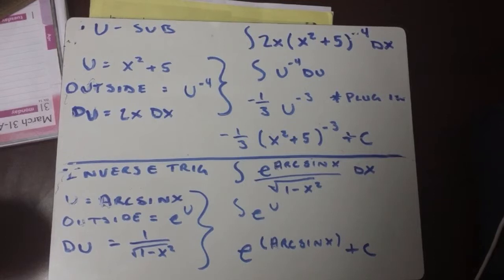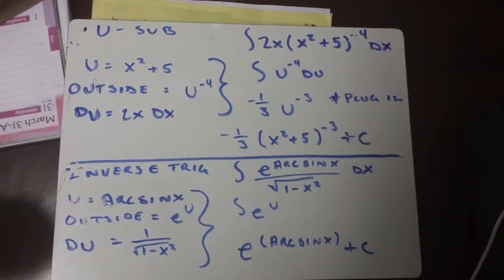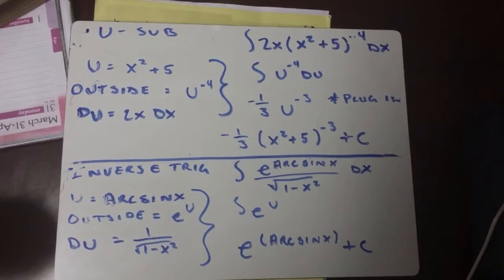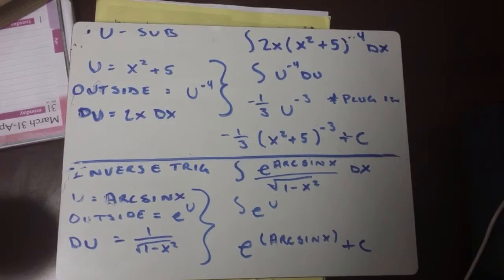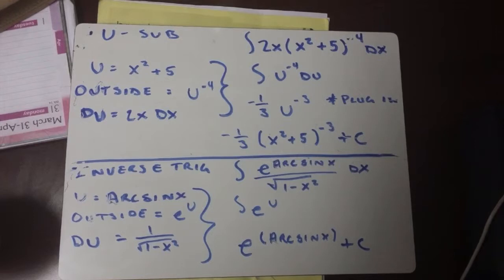You can now plug back in your equation. You substitute 2x dx for du, and x squared plus 5 now becomes u to the negative fourth. In order to integrate, you must add 1 to your exponent and then divide by that number. In this instance, we get negative 1/3 u to the negative 3. We can then go ahead and plug back in, giving us negative 1/3 times x squared plus 5 to the negative 3 plus c. That is the end of that problem.